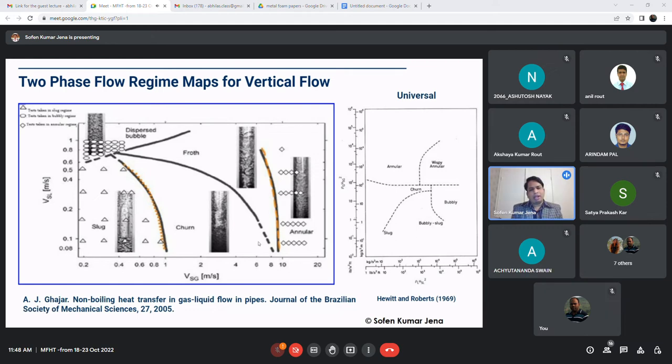arrangement. But what happens if there is another kind of fluid, if there is a refrigerant, or some other kind of fluids? We have just taken consideration of velocity. We have not taken consideration of other properties to classify that.